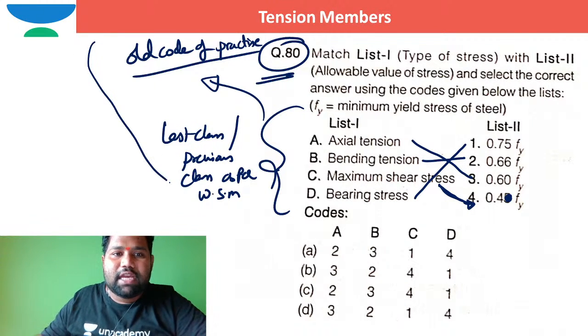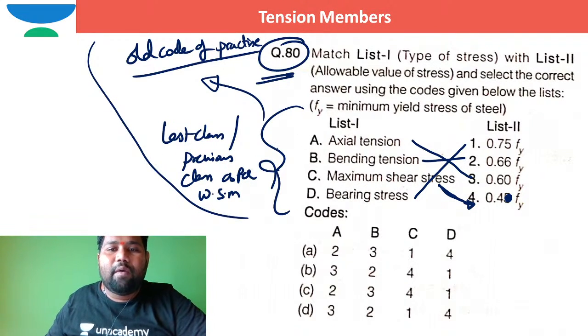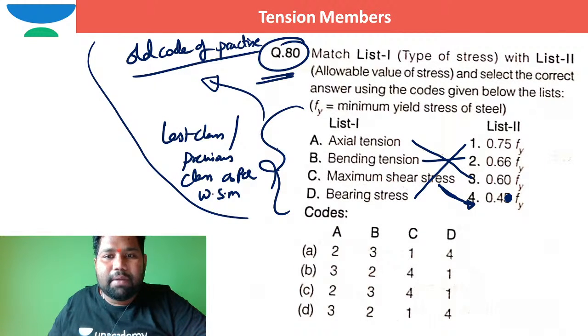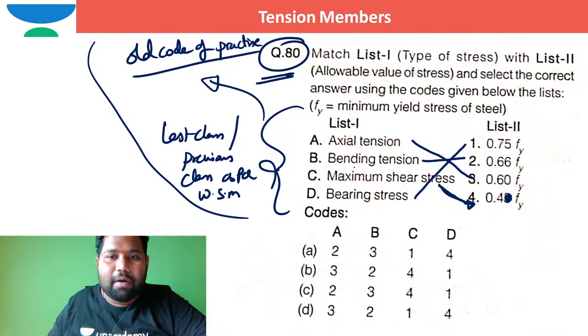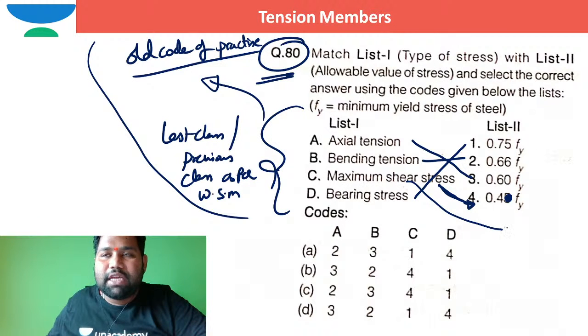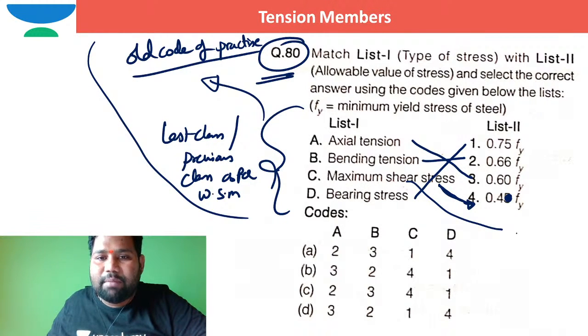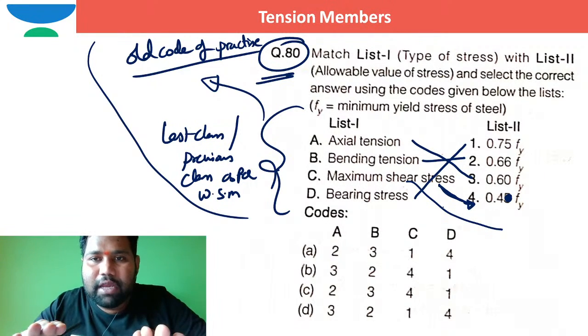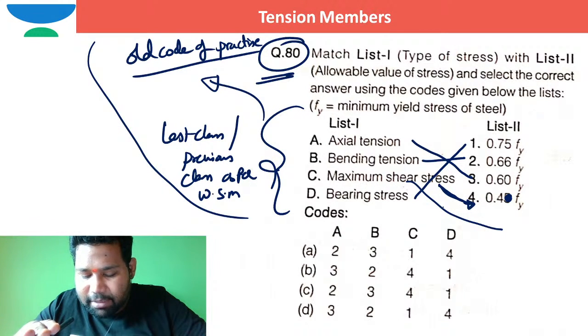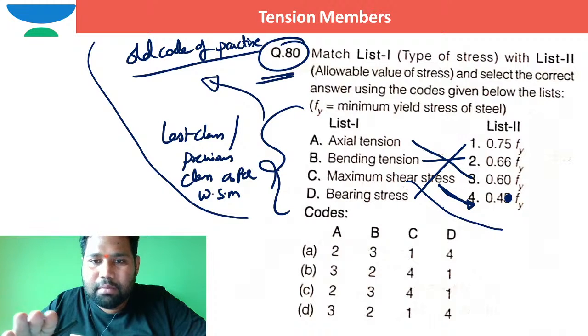Some people will say, sir, in case of limit state method, for axial tension it is Fy by 1.1. In case of bending tension it is also Fy by 1.1. In case of maximum shearing stress it is Fy by root 3 divided by 1.1, whereas bearing stress is Fy by 1.1. So there is a lot of difference between the factors of safety in working stress method and in limit state method. Both are different.